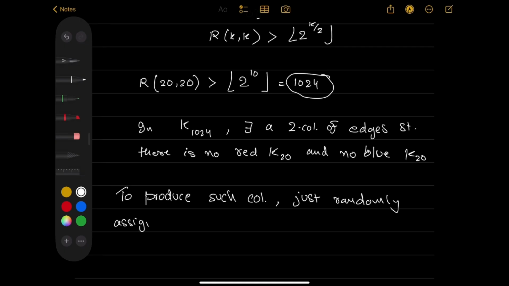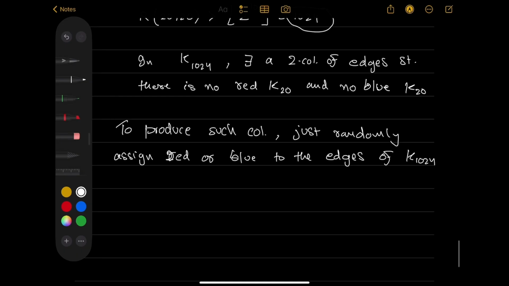randomly assign red or blue to the edges of K1024. Randomly means you can just toss a coin, and if it is head, you assign color red. If it is tail, you assign color blue. So in that way, you just randomly assign colors to the edges of K1024. And what is the probability of finding a monochromatic K20? The probability of finding a monochromatic K20 will be what we have counted over there.